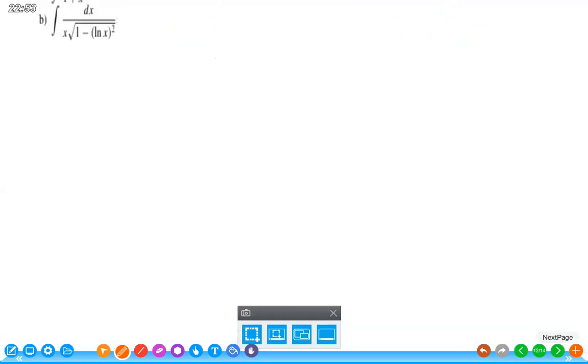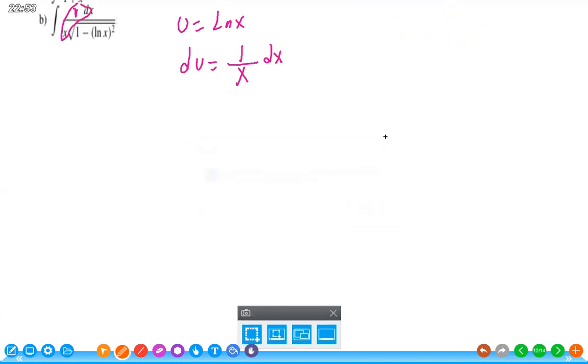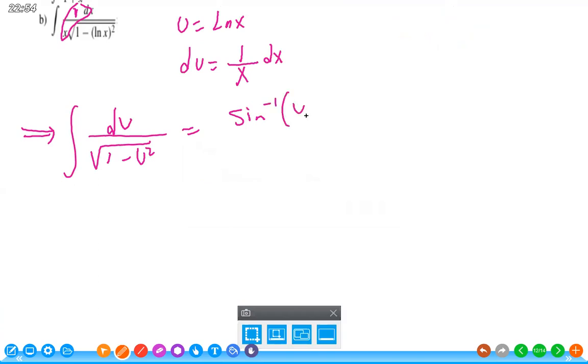Here, I have 1 over x. It's related to ln x, since we can take u as ln x, and the derivative of ln x is 1 over x dx. So assume we have 1 here, 1 over x dx, we can substitute by du over radical 1 minus u squared. This represents formula number 2. This is sine inverse of u plus c, and in terms of x it is sine inverse of ln x plus c.